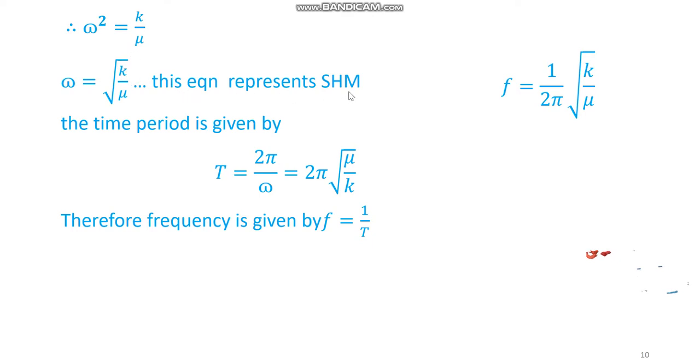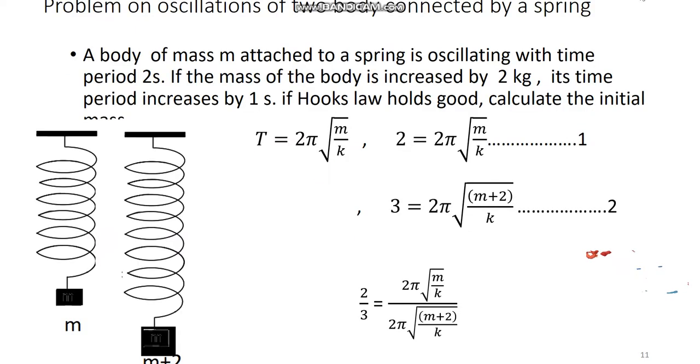This equation represents simple harmonic motion, and the relation between omega, angular frequency, and time period is given by capital T equal to 2 pi by omega is equal to 2 pi into square root of mu by k. With the substitution of omega, we get this equation, capital T time period equal to 2 pi square root of mu by k. And we know that the frequency is the reciprocal of the time period. So therefore frequency is given by 1 by 2 pi square root of k by mu. So that completes the derivation.